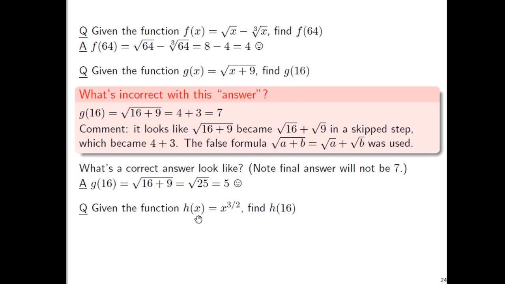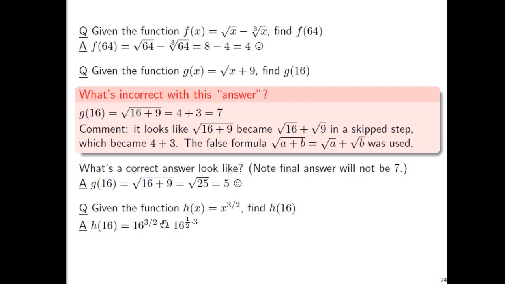Given the function h of x equals x to the 3 halves power, find h of 16. Well, just take the function definition. There's an x on the left and an x on the right. Just replace both with 16 first. Then we'll deal with this 16 to the 3 halves power in a moment.